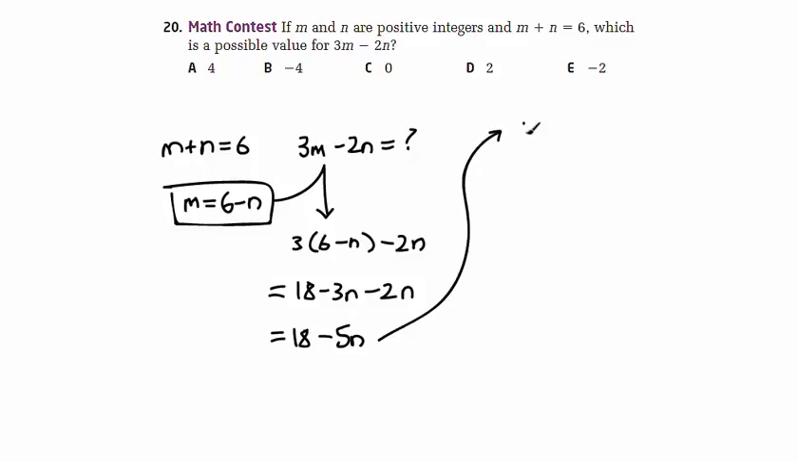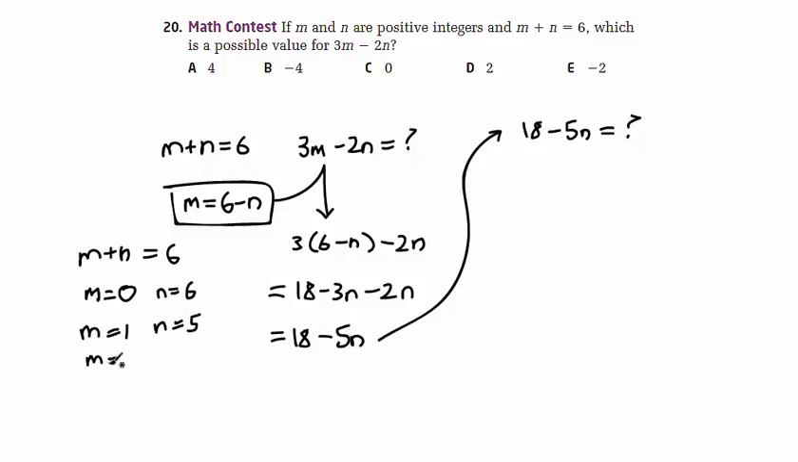And we want to know what 18 minus 5n equals. Well, how many values of n are possible? We have m plus n equals 6, and we know that m and n are positive integers. So when m equals 0, n has to equal 6. When m equals 1, n has to equal 5. When m equals 2, n has to equal 4. And when we keep going, when m equals 6, n has to equal 0. So the possible values for n are from 0 to 6.